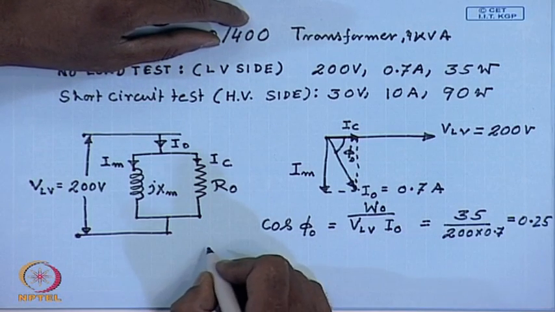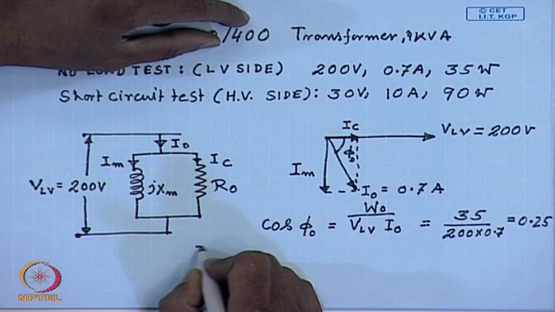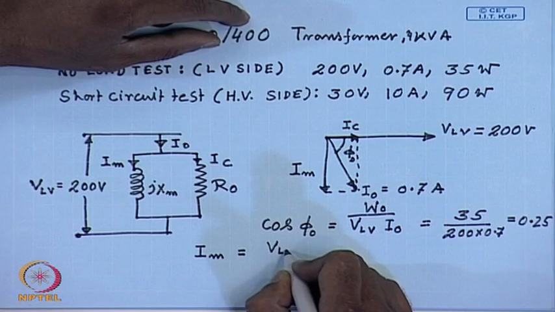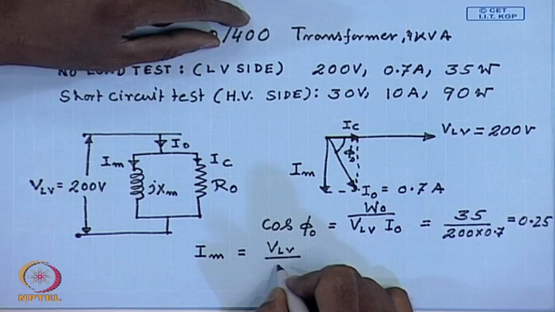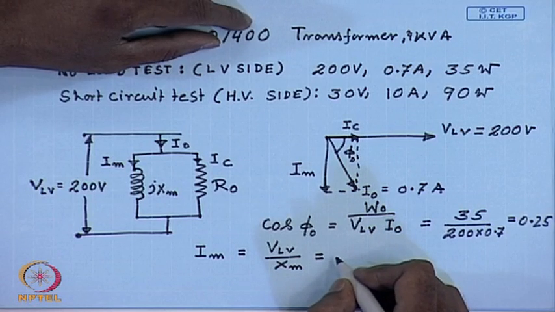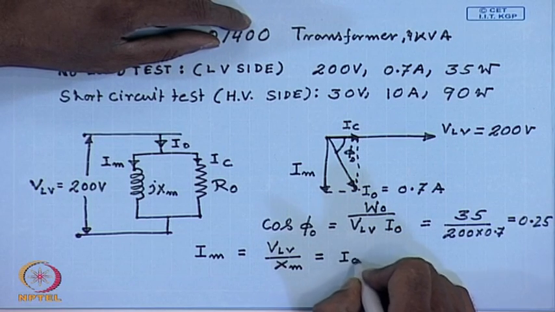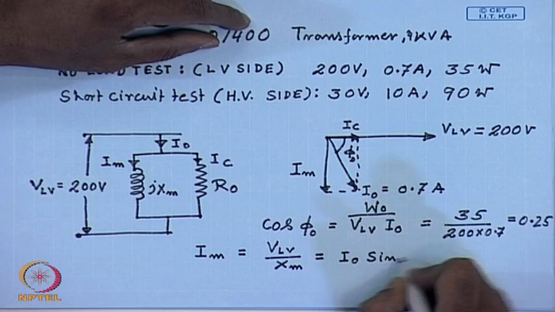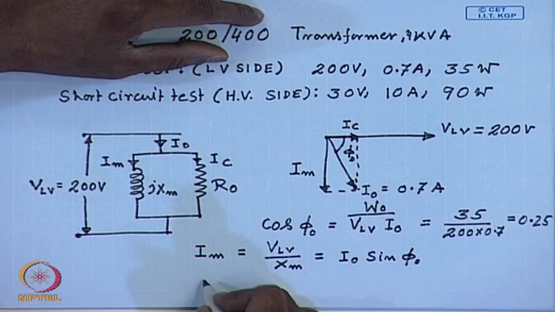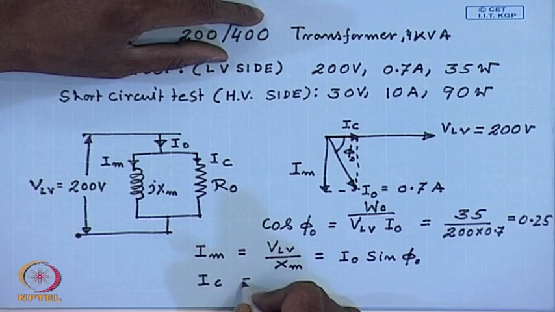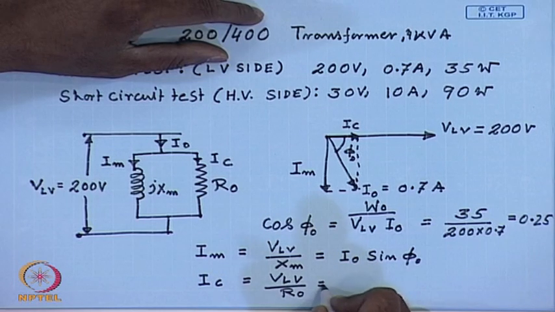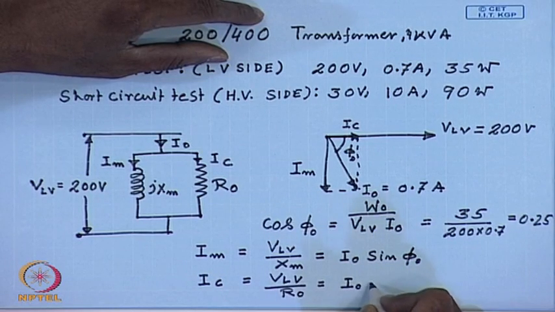But what is IM? IM equal to VLV by XM, but this is also equal to I0 sin phi 0, and IC equal to VLV by R0 equal to I0 cos phi 0.